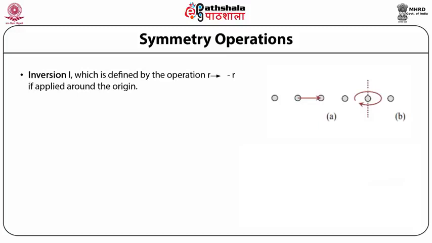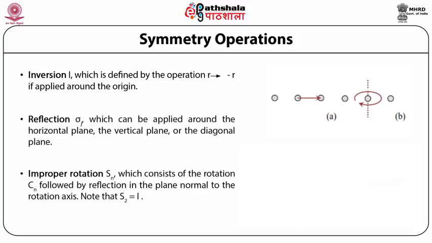Now there is also a reflection symmetry, that's called sigma j, which can be applied around the horizontal plane, the vertical plane, or the diagonal plane. So this is illustrated here in this figure below, C, D and E.